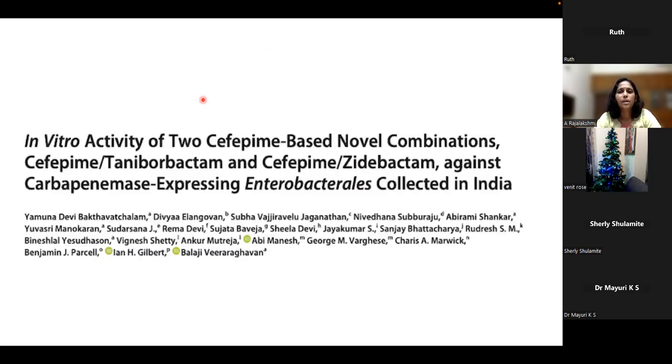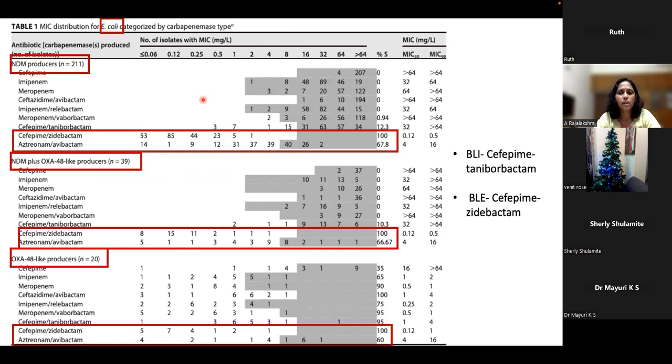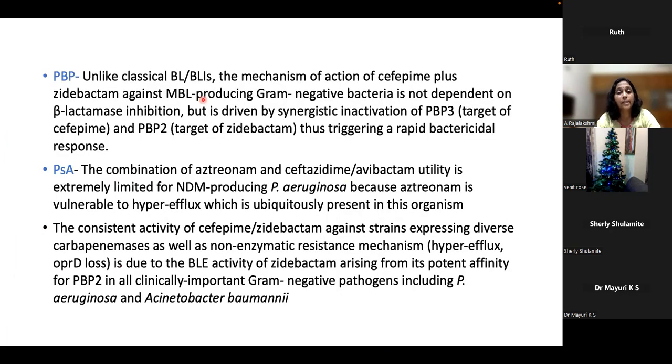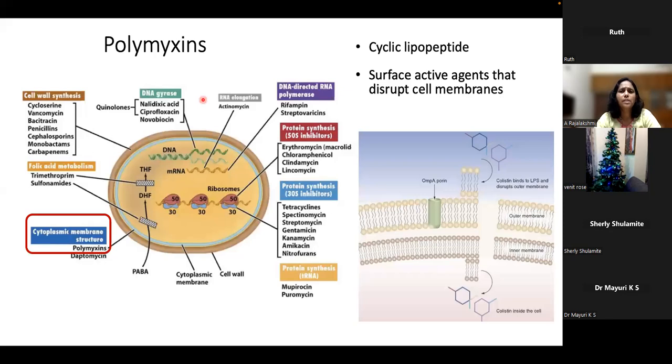This I will skip. I'm not going to talk about this new drug, which we will deal with later during the gram-negative session. Coming to polymyxin, it's a cyclic lipopeptide. It is a surface active agent that disrupts the cell membrane. So it actually binds and inhibits the lipopolysaccharide membrane formation. So cell lysis happens. Again, it is cidal, like daptomycin, like vancomycin.